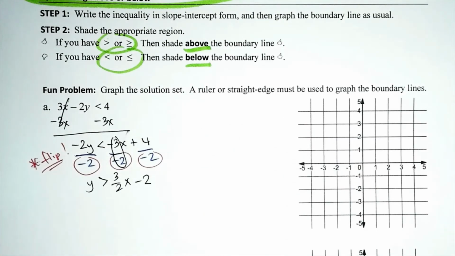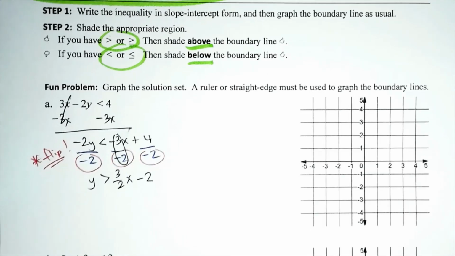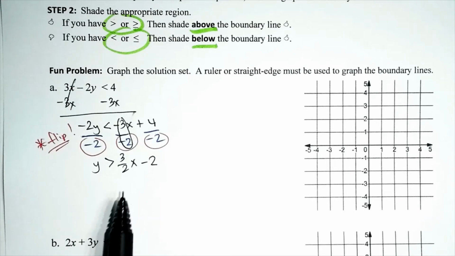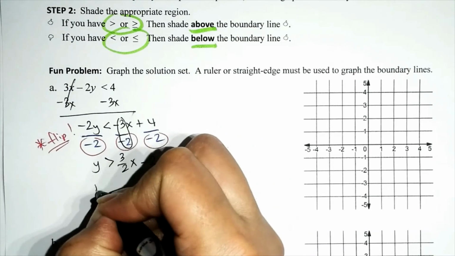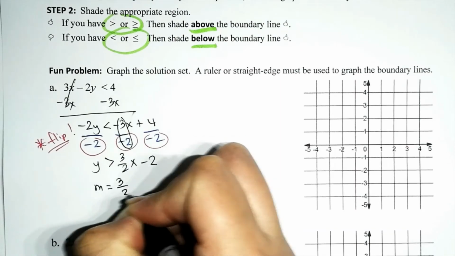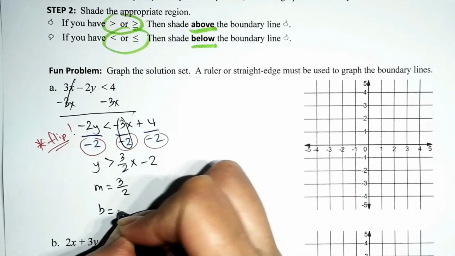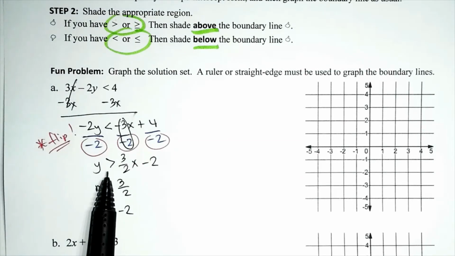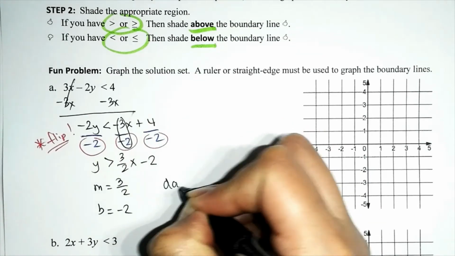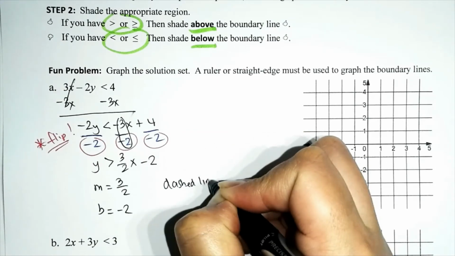Let's write down the game plan so we can show to the world that we got this. Let's identify what we need to graph the boundary line. The slope is 3/2. The y-intercept is at negative 2. The question is, can we draw the graph of the boundary line as solid? The inequality symbol does not contain the equal to part, so we cannot. So we're going to do a dashed line.